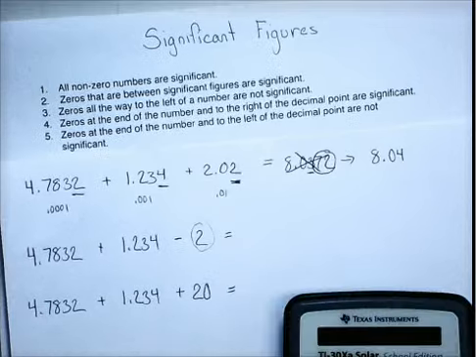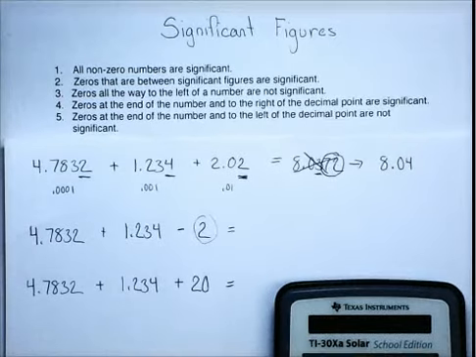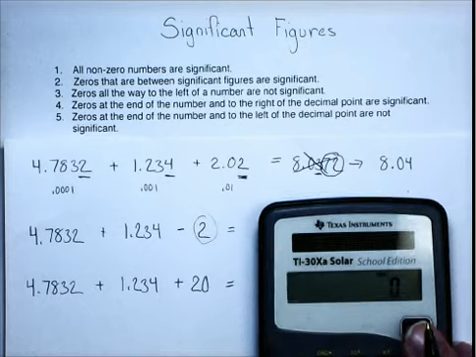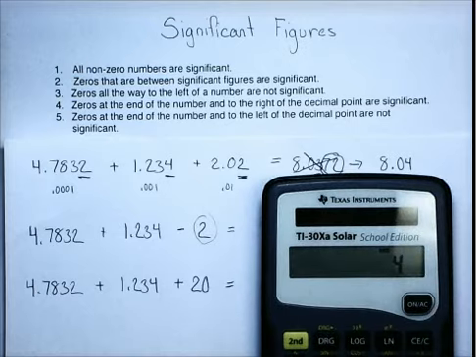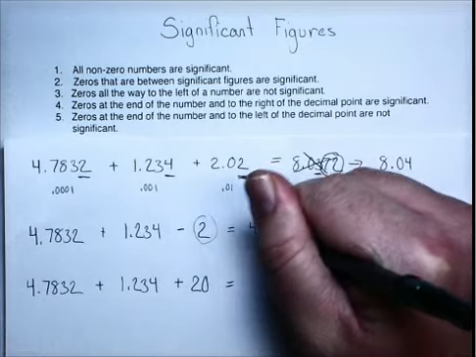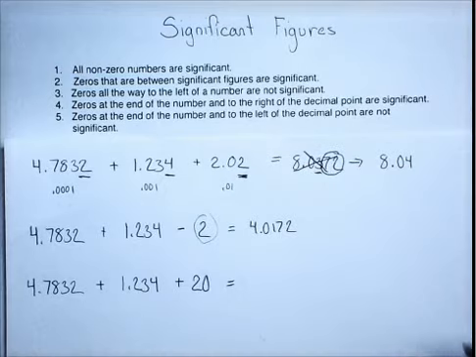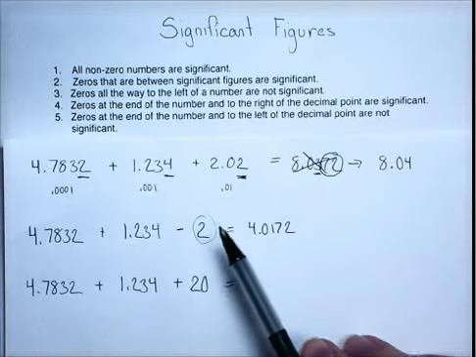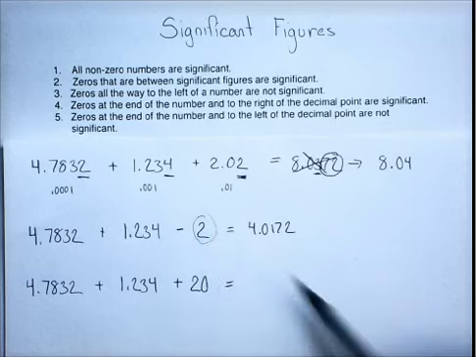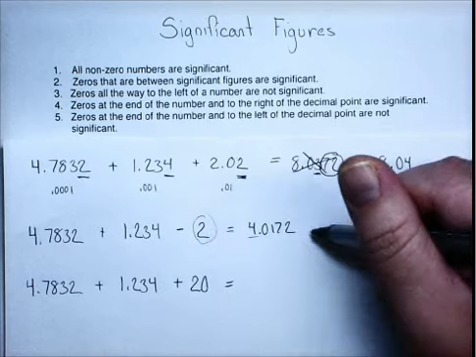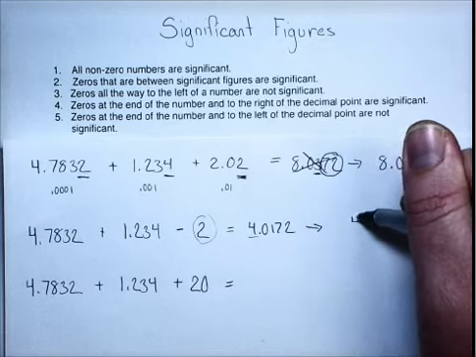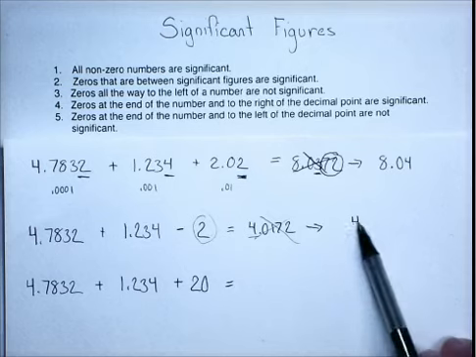So we punch this into our trusty handy-dandy calculator. And again, notice nothing's different at the start. I would just do this like it's any old math problem. Minus 2. And my answer is 4.0172. But now I'm going to round that to match the precision of the least precise number. So I'm just rounding this off to this place, and it's going to become 4. So my answer to this problem is 4.